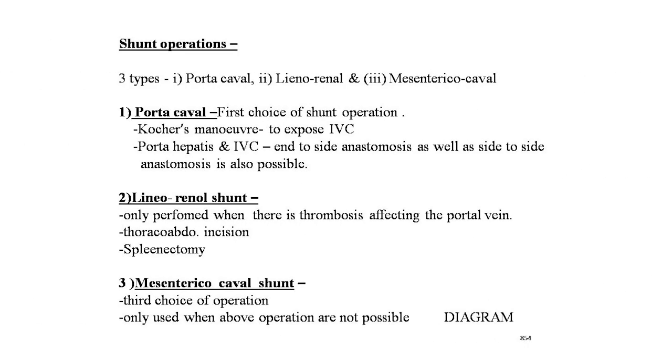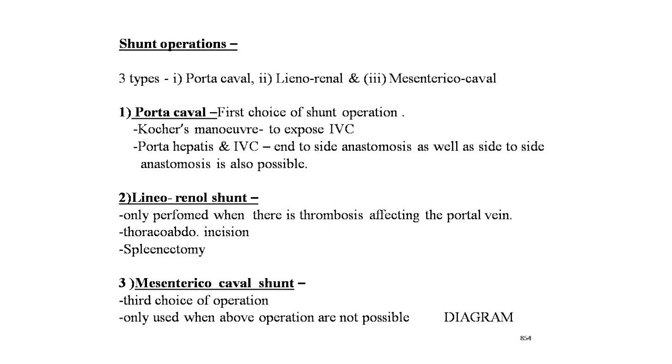Now the shunt operations for portal hypertension, there are 3 types. Portacaval means portal vein and vena cava, splenorenal means the splenic vein and the renal vein, and mesentericocaval means the mesenteric vein to the inferior vena cava.